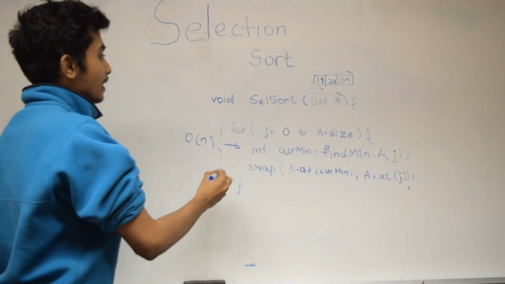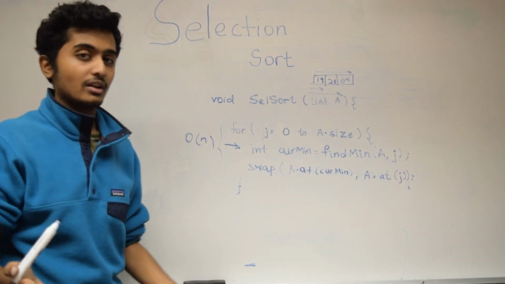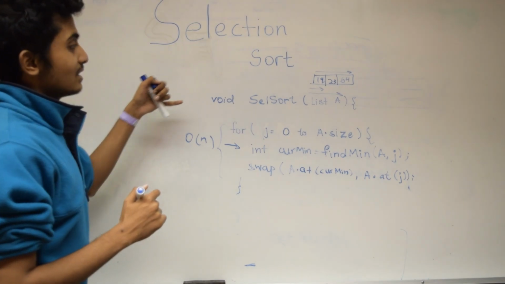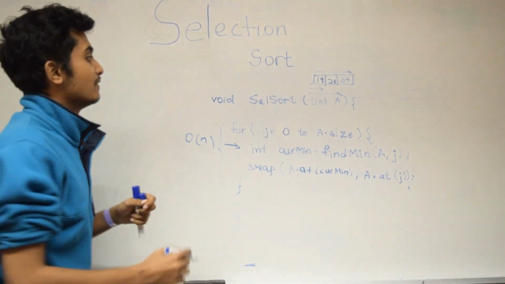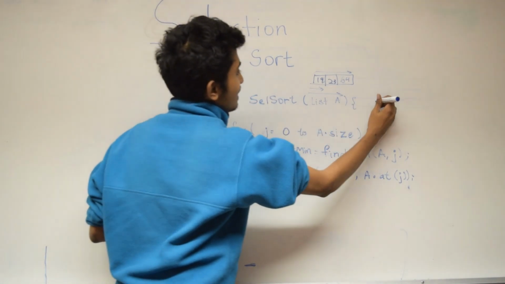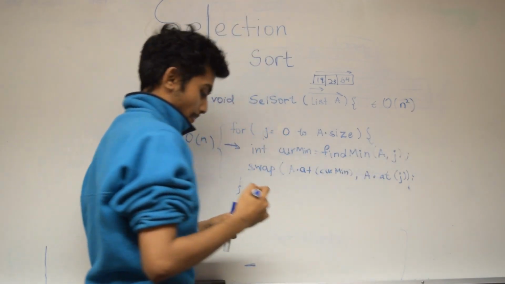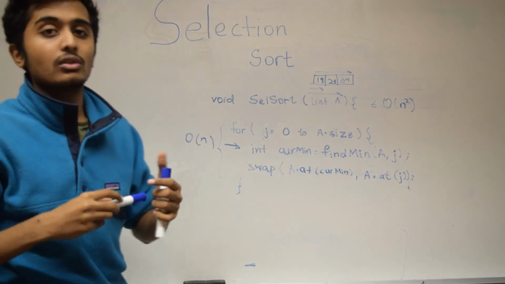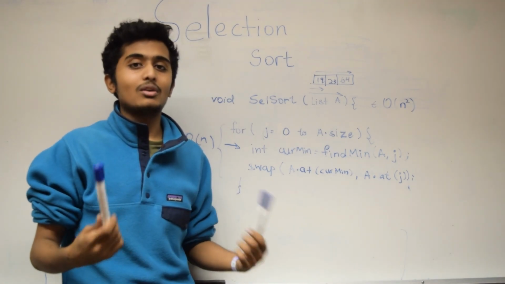So the running time of findmin due to the one iteration is order n, and due to selection sort running an order n operation n number of times, the running time of selection sort is big O of n squared. Alright guys, that's selection sort. Essentially taking the minimum, plucking it out, and putting it into our sorted list.